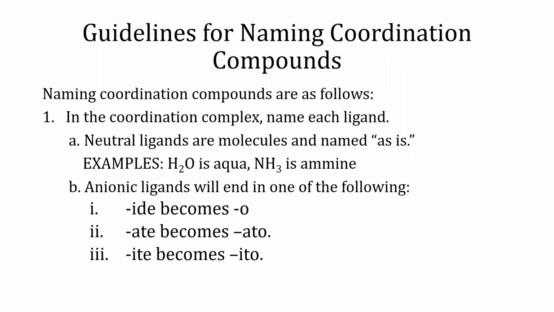B. Anionic ligands will end in one of the following. 1. -ide becomes -o. 2. -ate becomes -ato. 3. -ite becomes -ito.